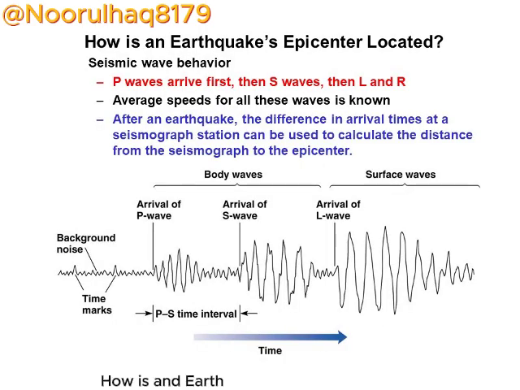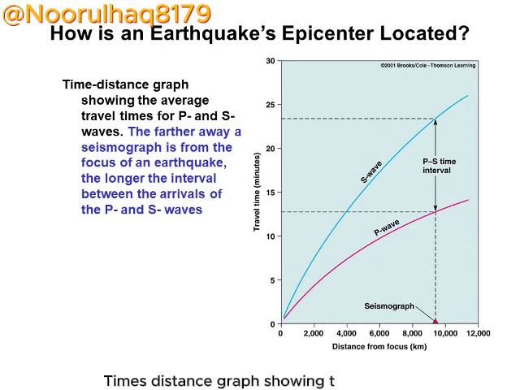How is an earthquake's epicenter located? Seismic wave behavior: P waves arrive first, then S waves, then L and R. Average speeds for all these waves are known. After an earthquake, the difference in arrival times at a seismograph station can be used to calculate the distance from the seismograph to the epicenter, using a time-distance graph showing the average travel times for P and S waves.